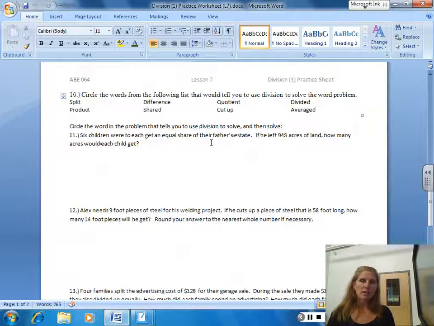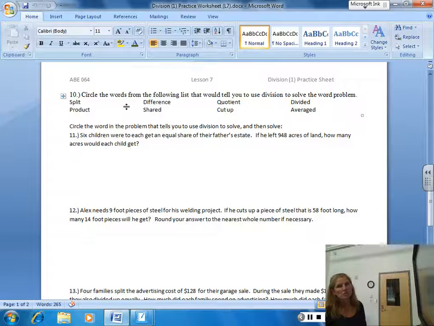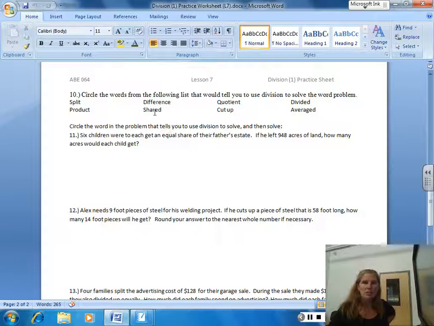The next thing I have on here, number 10, is to circle the words from the following list that tell you to use division to solve the word problem. And I'm just going to tell you that almost all of these are. There's only a couple that aren't. And I threw a couple in just to make sure you were paying attention. The word difference does not suggest division. What operation does that suggest? It's subtraction, right? When you see difference, you should be subtracting. So that's not one of the words.